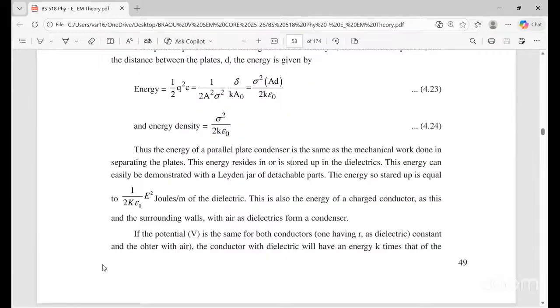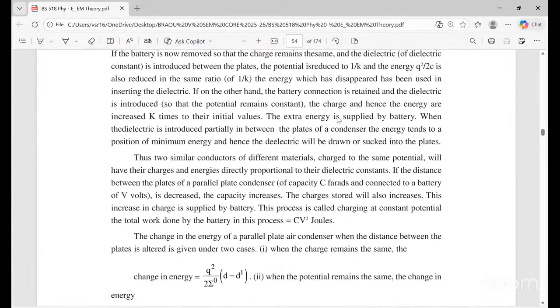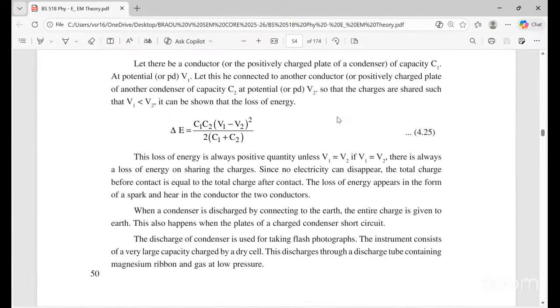Okay, so by tomorrow's class, we will discuss the remaining portion. We can go for the DEP relations. DEP means displacement current, electric field, polarization. All these three we will discuss in tomorrow's class. Right. Thank you.